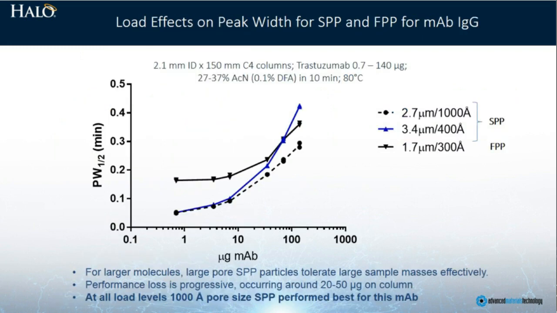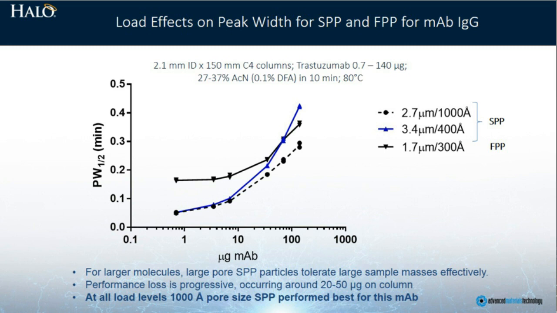What about loadability? Well, the thing about building a larger pore is that the compromise is that you are reducing the surface area of the particulate material. So this compares the loadability, or load tolerance, as we increase the amount of a monoclonal antibody that's been injected. We're looking at the peak width. Smaller is better. And in this case, it's a gradient elution. We're comparing a 2.7 micron, very large pore, superficially porous material with the original 3.4 micron, 400 angstrom pore size material, and a sub-2 micron, 300 angstrom.